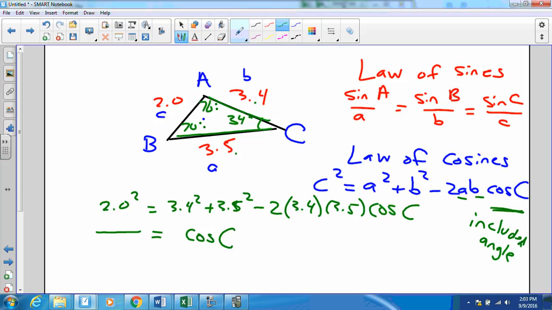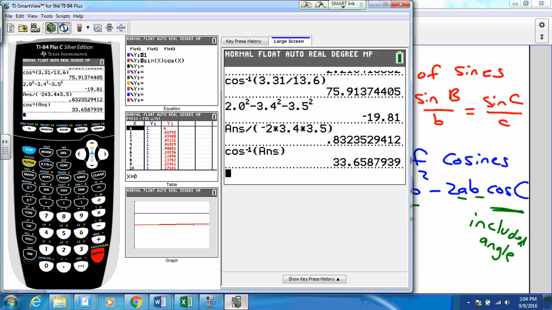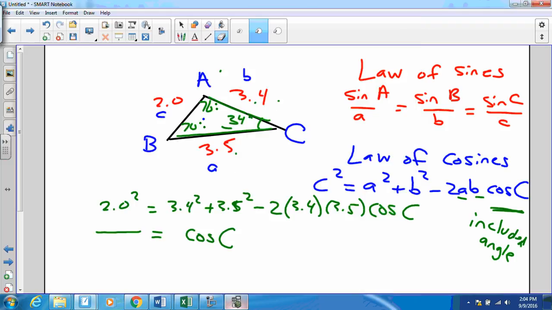All right, so I'm going to appeal to the law of cosines because I don't have any angles originally. And so I just label my sides and my angles. The key is the side and angles have to be opposite each other. So then I take my formula, plug in the appropriate values, and solve for cosine C. And when I solve for cosine C, according to my calculator, cosine C was 0.8324. It's hard to use the calculator.